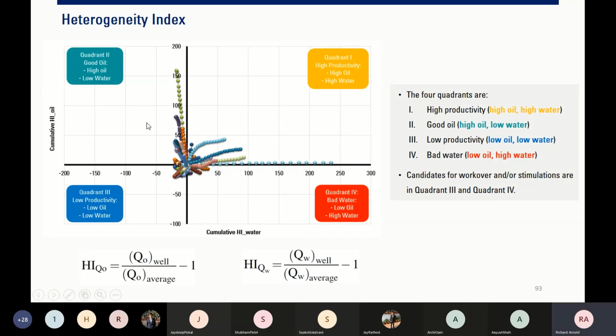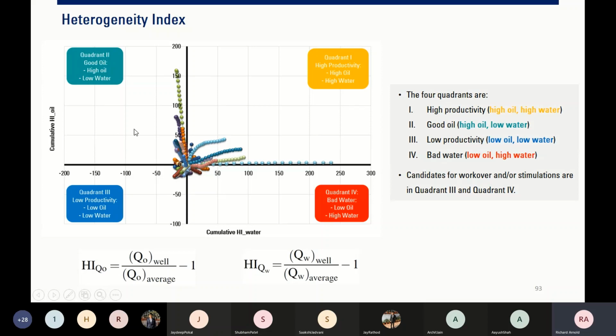All right, it is a quadrant analysis. There are 4 quadrants. You plot the heterogeneity index for each well, and you can know which well will be in quadrant 1, which means high productivity, high oil, high water. Which well goes to the good oil quadrant, high oil with low water. This is the best quadrant.